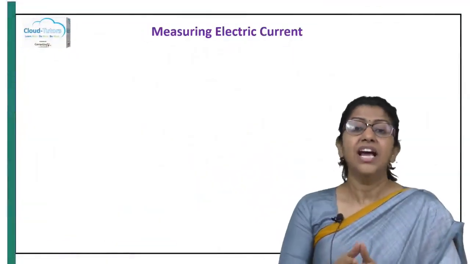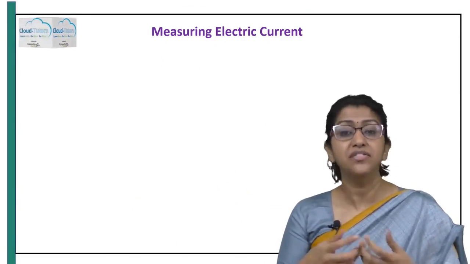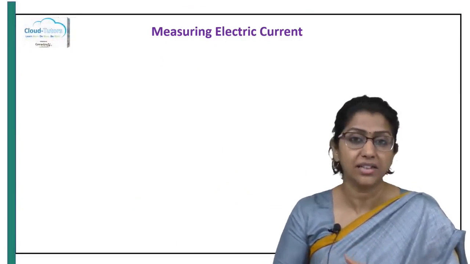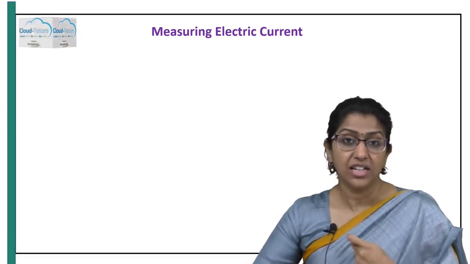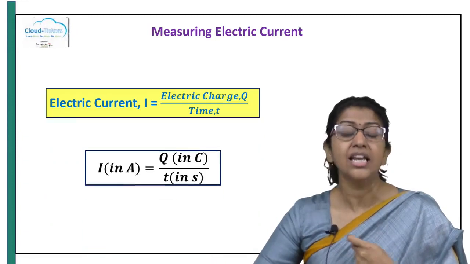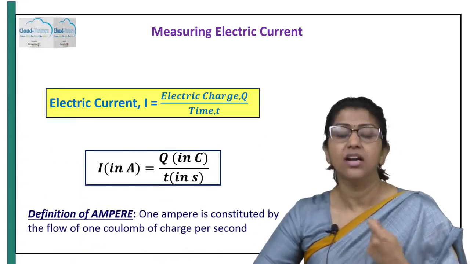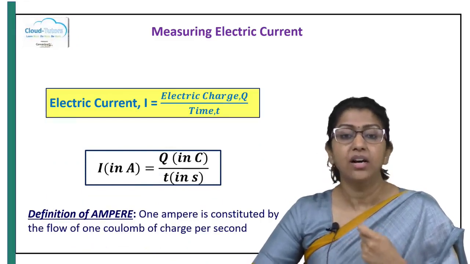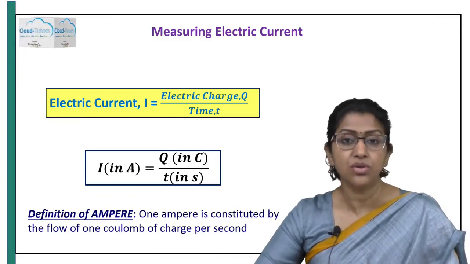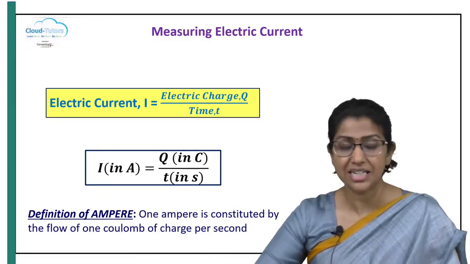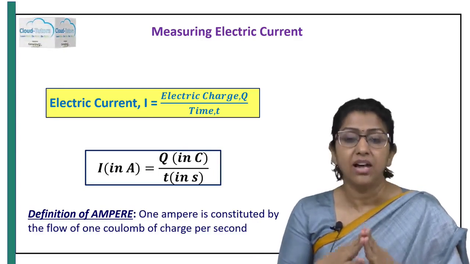So now that we have looked at the demo, I'm sure you would have understood the differences between insulators and conductors very well. Now, how do we measure this electric current? As we have already seen, electric current is measured in amperes. This is named in honor of a French physicist who studied electric current very extensively, and the unit is ampere.